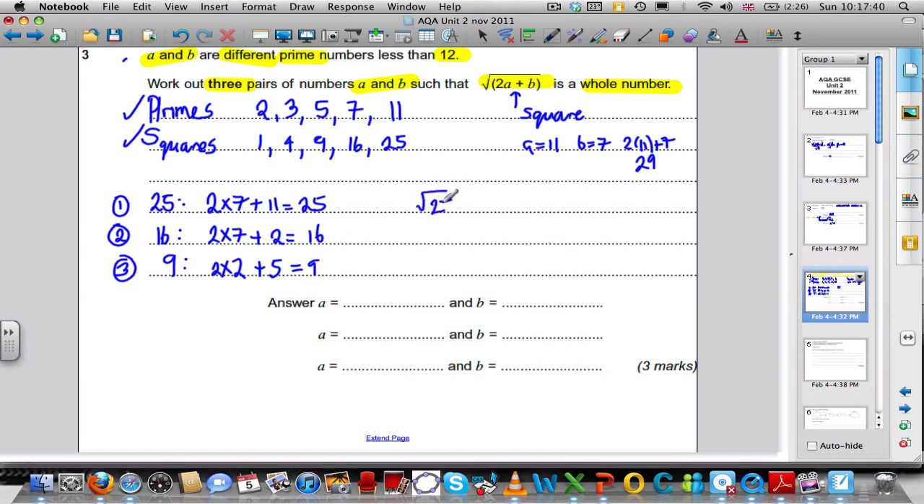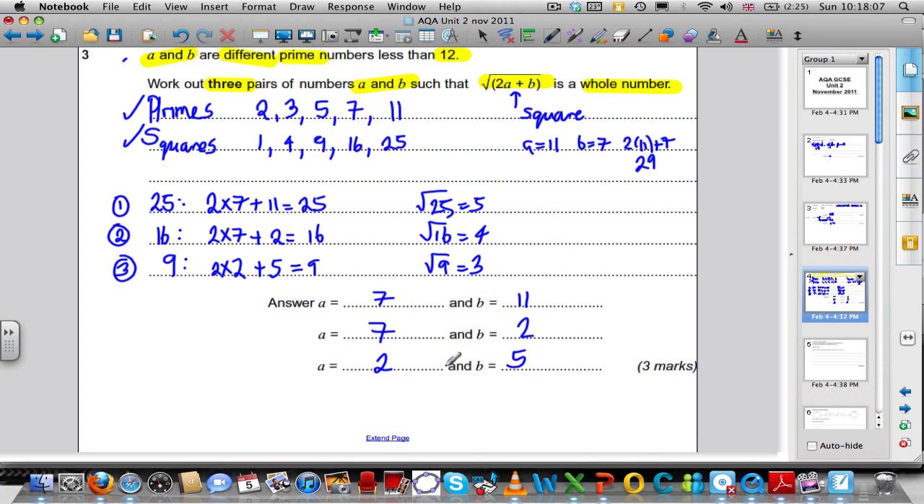Because the square root of 25 is 5, the square root of 16 is 4, and the square root of 9 is equal to 3. We've got 3 combinations that give that as a whole number. Okay, so we've chosen A in the first to be 7 and B 11, A in the second to be 7 and B is 2, and A in the third to be 2 and B is equal to 5.